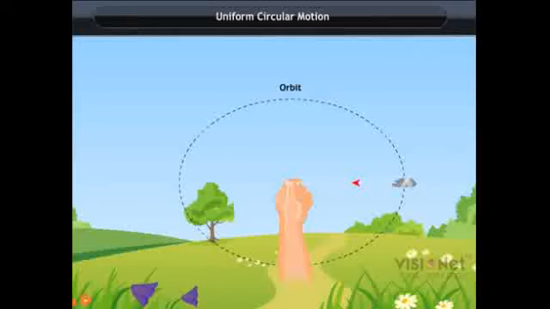Take a string and tie a stone at one of its ends. Hold its second end in your hand and rotate it so that the stone performs a circular motion. Speed of the stone should remain the same throughout the motion. So the motion of the stone is uniform circular motion.